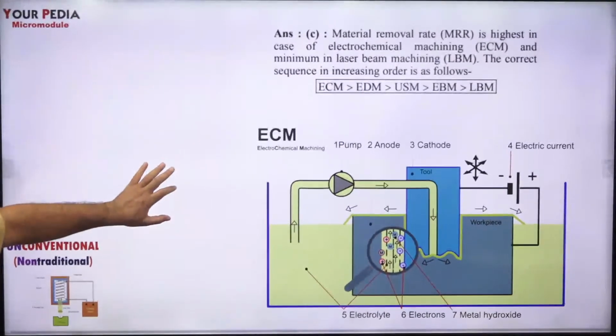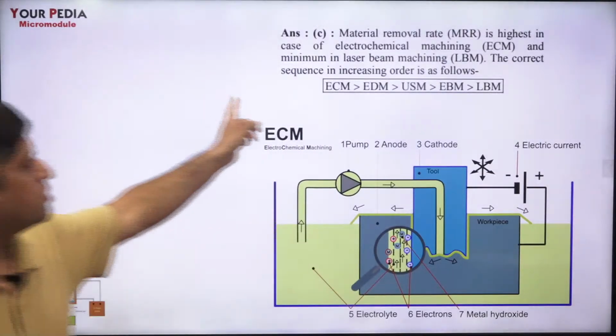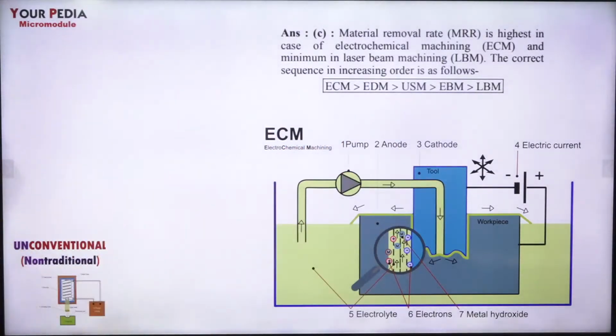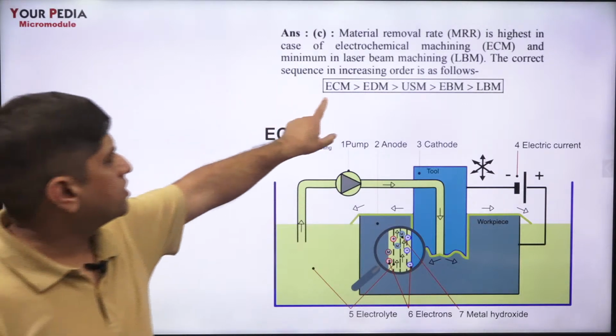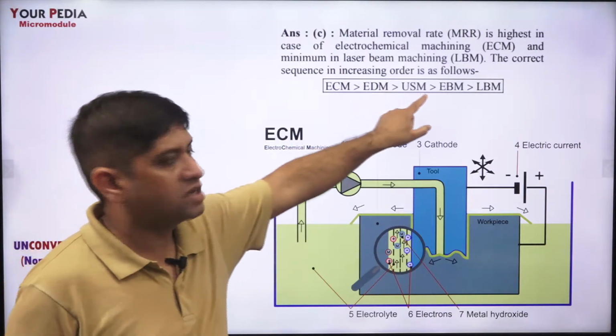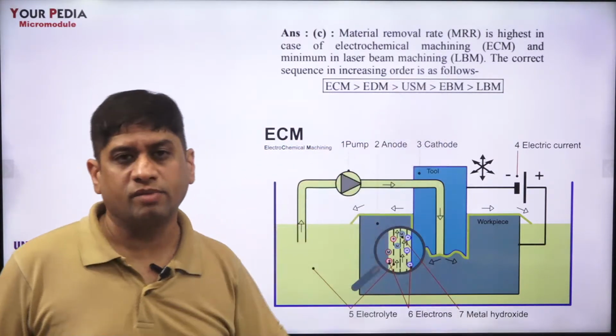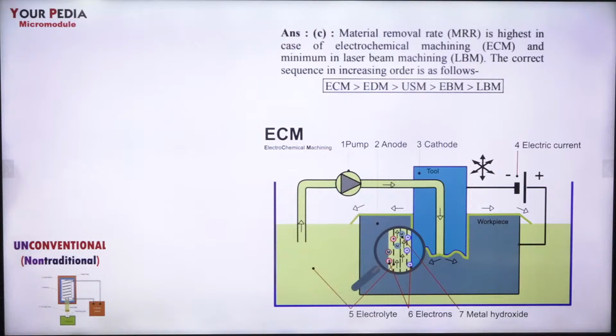And the answer here is this. Please remember the sequence in increasing order. Maximum is electrochemical machining and minimum is laser beam machining. So electrochemical machining, EDM, ultrasonic machining, electron beam machining, laser beam machining. So remember, this is a very important sequence, and you should know it. In electrochemical machining you can acquire maximum material removal rate. This electrochemical machining is the opposite of electroplating.